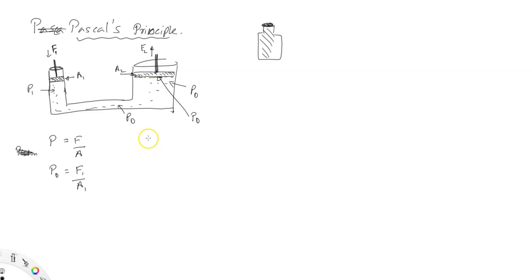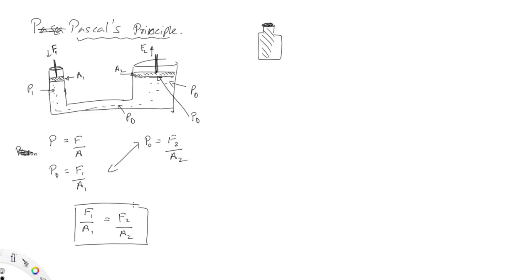So for the second side, the pressure can be written as F2 over A2. But we know that it's the same pressure P0. So these two have to be equal. So we can say F1 over A1 is equal to F2 over A2. This is very important. I'll show you why it's important in a second. This is called Pascal's principle.